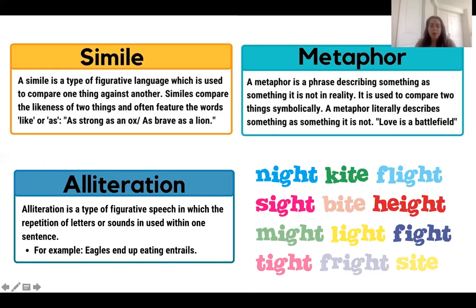Finally, we have rhyme. This should be really straightforward. Hopefully you guys are very familiar with what rhyme is. These are words that have the same vowel sound in them: night, kite, flight, sight, bite, or like hat, cat, bat, mat. All examples of rhymes. And rhyming is used a lot in poems, although it doesn't exist in all poems.